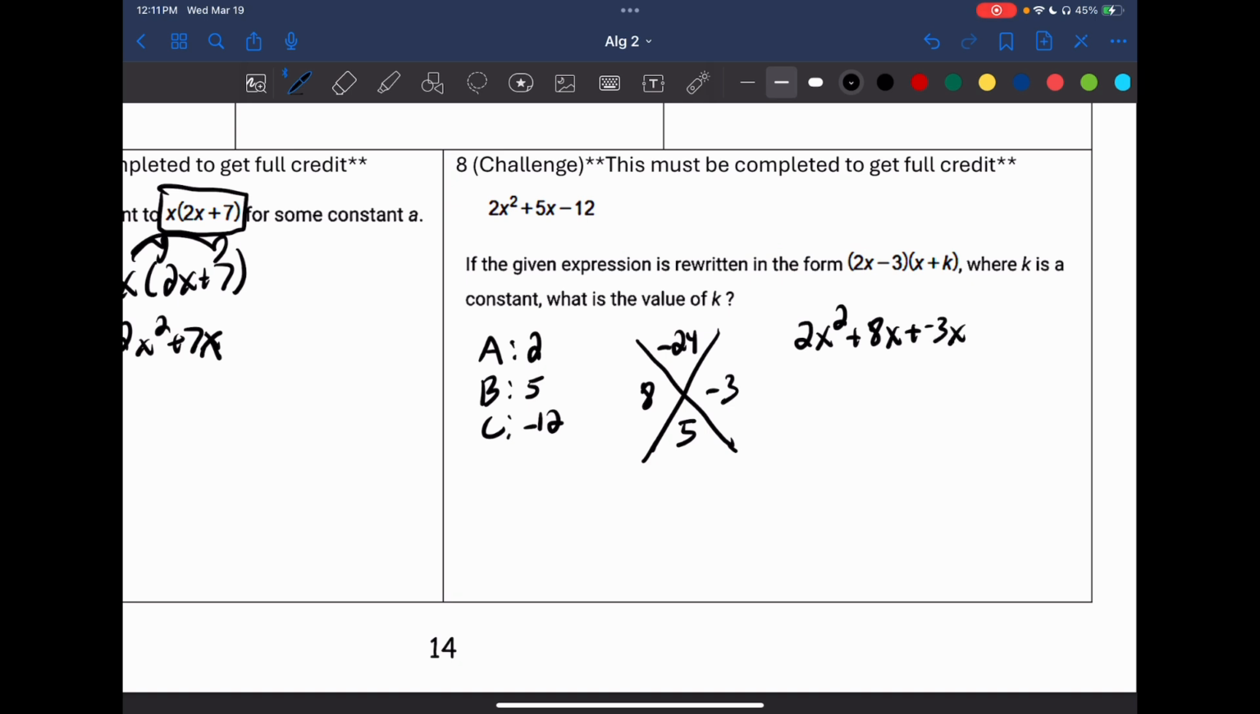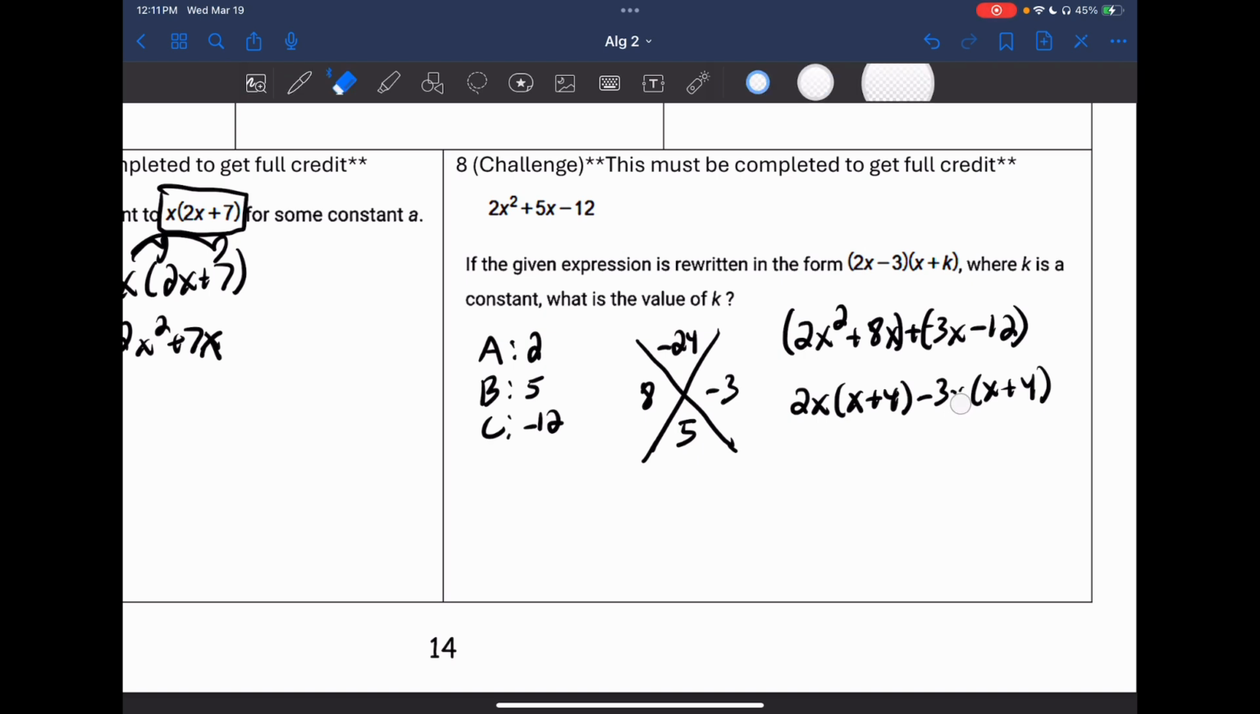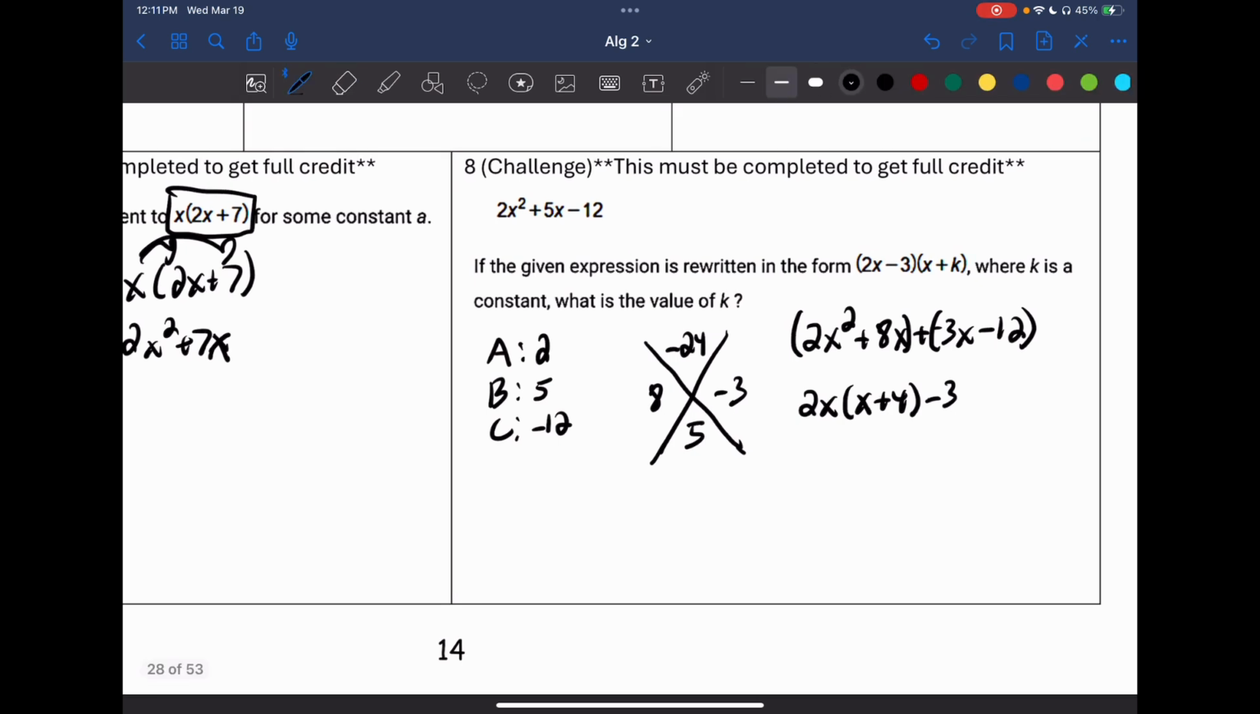Which means we can rewrite this as 2x squared plus 8x plus negative 3x minus 12. Put parentheses there, there, there, and there. The greatest common factor between 2x squared and 8x is 2x, times x plus 4, minus 3x times x plus 4. And the greatest common factor between negative 3x and negative 12 is negative 3. And there should not be an x there. Hopefully you guys caught that before I did. Negative 3 times x plus 4, sorry, because negative 3 times positive 4 is negative 12, which means this is 2x minus 3 times x plus 4.